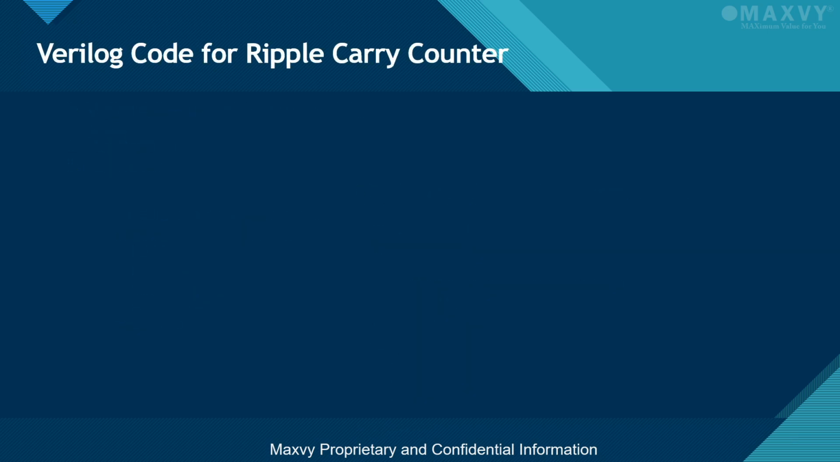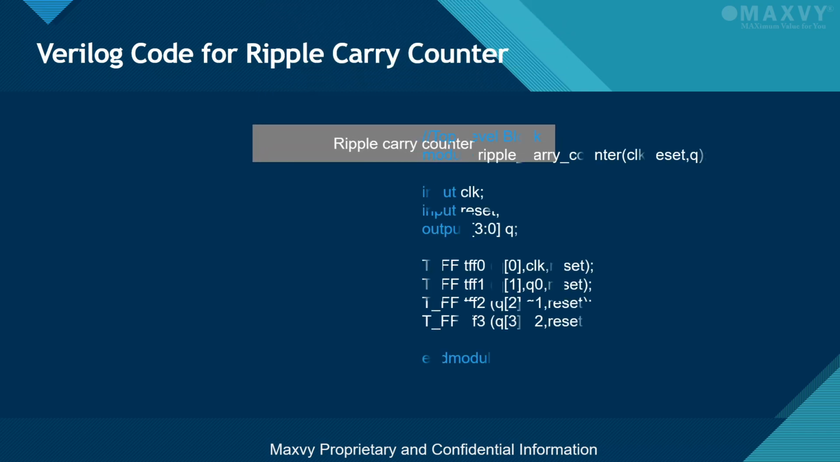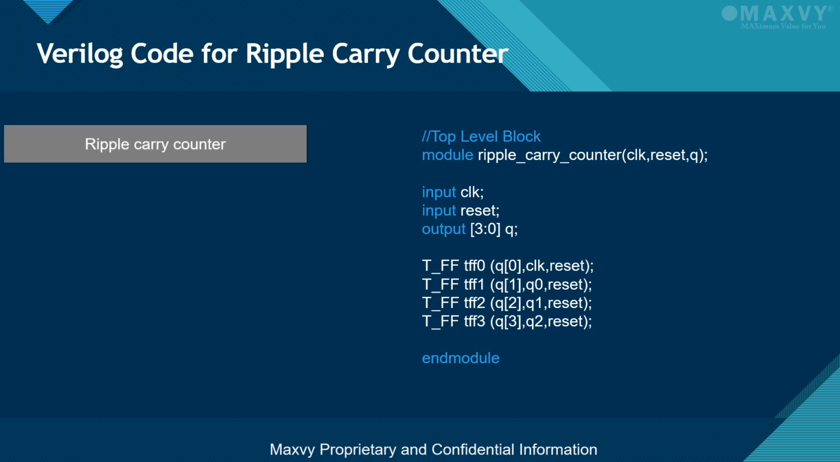Verilog code for ripple carry counter. Let's start by looking at the top level module of our design, which is the ripple carry counter. The top level module integrates all the components needed to create the counter and defines the overall functionality. This module is named ripple carry counter and it has three main ports: clock, reset, and Q.